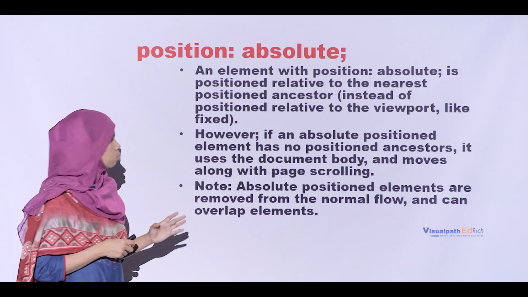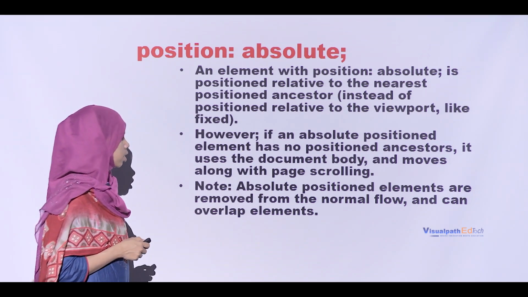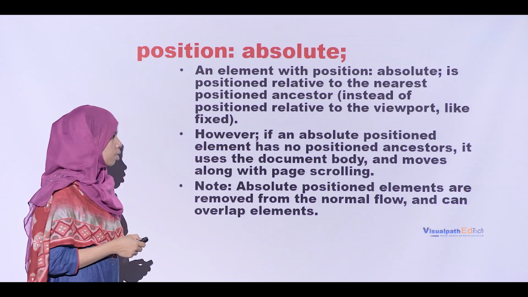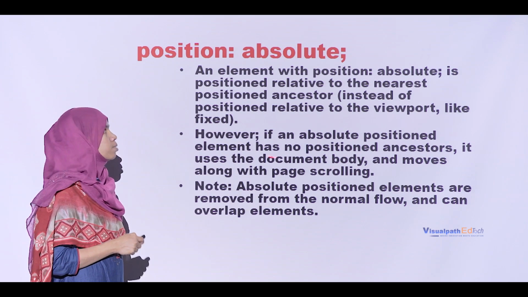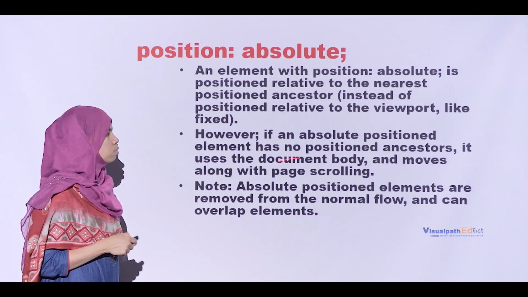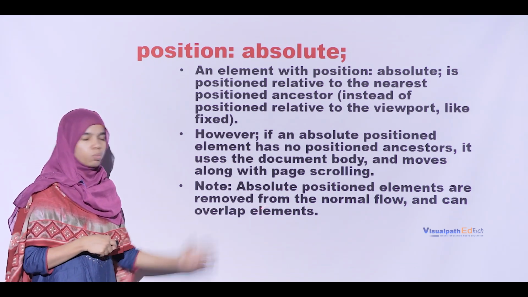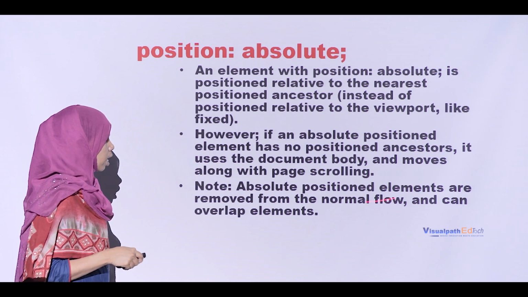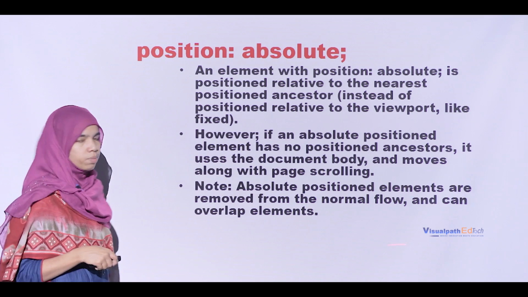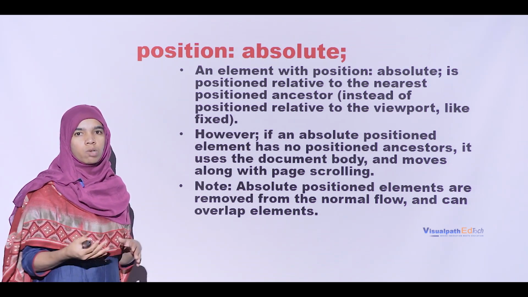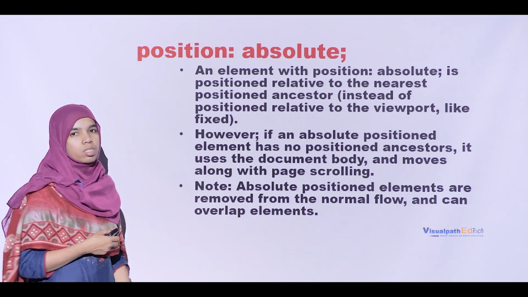However, if an absolute positioned element has no positioned ancestor, it uses the document body and moves along with the page scrolling. Just imagine that there is no previous ancestor position available for this absolute one, it will move along with the document body as the page scrolls. So absolute positioned elements are removed from the normal flow and can overlap other elements. So that's how the overlapping can be seen upon web pages when the position is absolute.